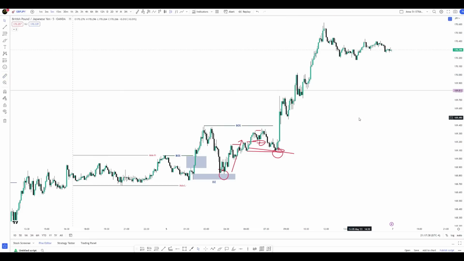Though this was too much. Okay, I wasn't trading this time. I took my trade here, took my 10 pips, and I was out for the day. And that's exactly what happened.